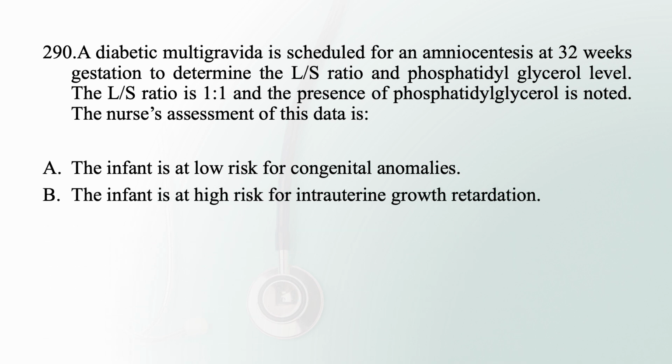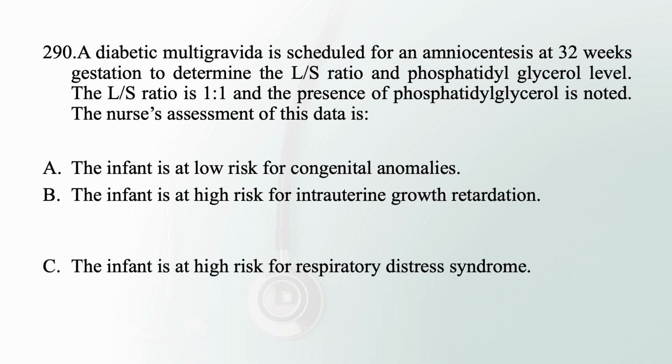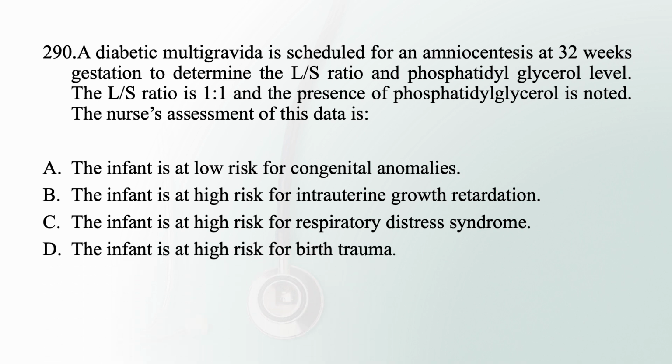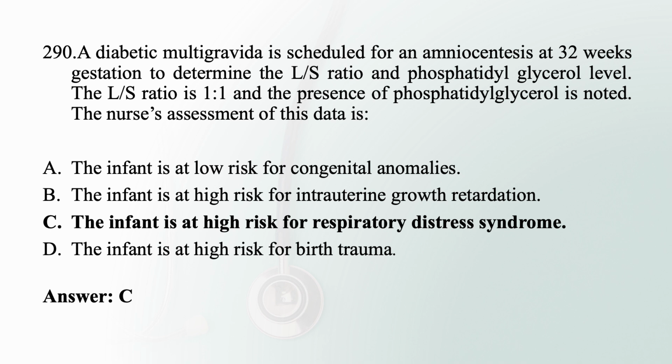Option B. The infant is at high risk for intrauterine growth retardation. Option C. The infant is at high risk for respiratory distress syndrome. Option D. The infant is at high risk for birth trauma. The correct answer is option C.